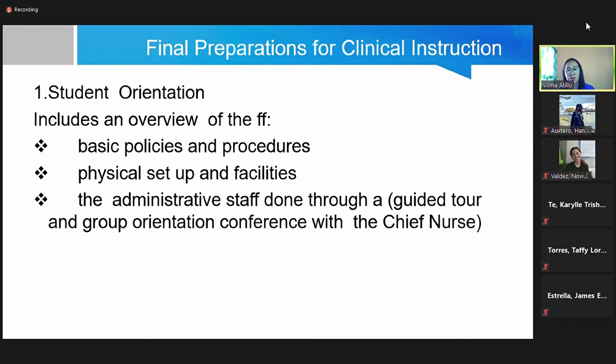The administrative staff done through guided tour and group orientation conference with the chief nurses. So, kung halimbawa mayroon ka ng katulad sa phone, di ba? Meron kayong respective CIs. Although isang classroom kayo, but during the demonstration, merong CI na na-assign sa inyo. So, ganon din sa duty, when you will have your rotation, by group kayo, and you are going together with your clinical instructor, itour kayo sa hospital, and it is the chief nurse also, or sometimes the head nurse, that will accompany you during the orientation.